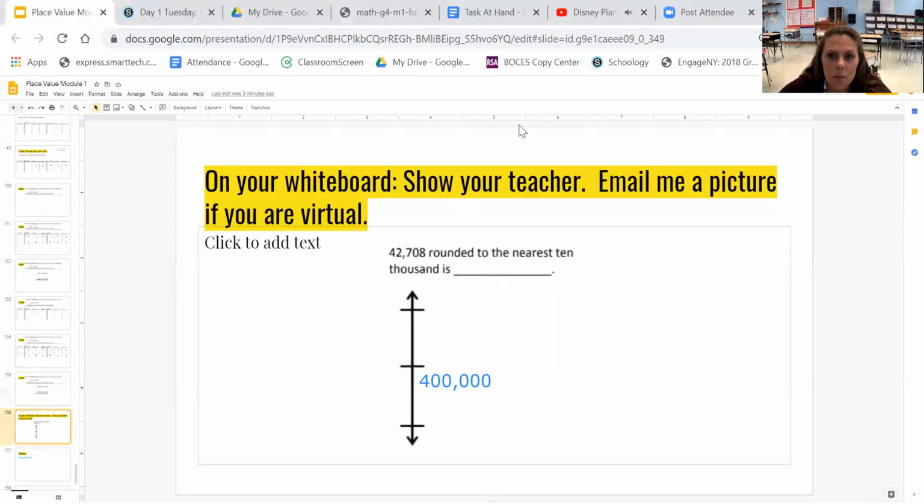All right, there's two things left for you to do. The first one is I want you to just simply solve this on your whiteboard. If you're someone that's virtual, if you could just take a picture of your work and email it to me so I can see how you did. I'm not grading it, I just want to see how we're doing. And once you finish this in your classroom, you can hold it up and show your teacher that you rounded to the nearest 10,000. Now remember, we want to see your work. I want to see how you're doing.